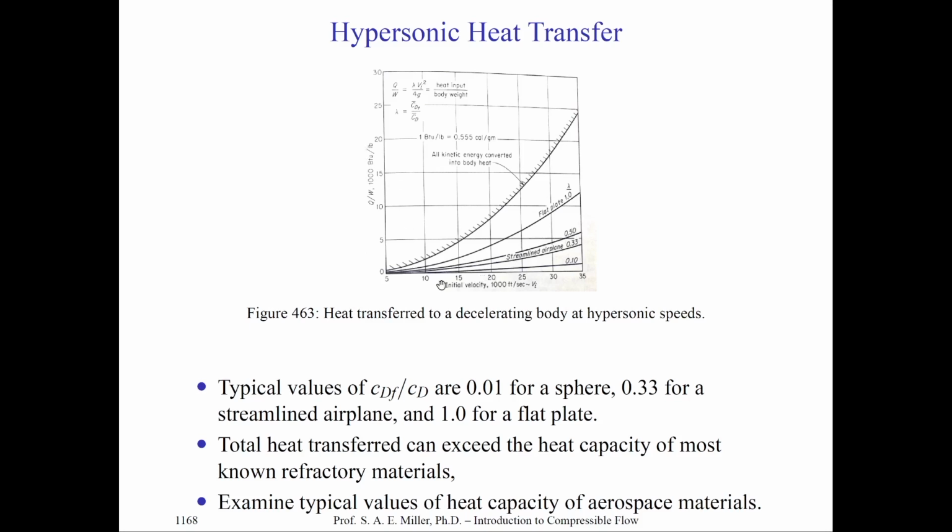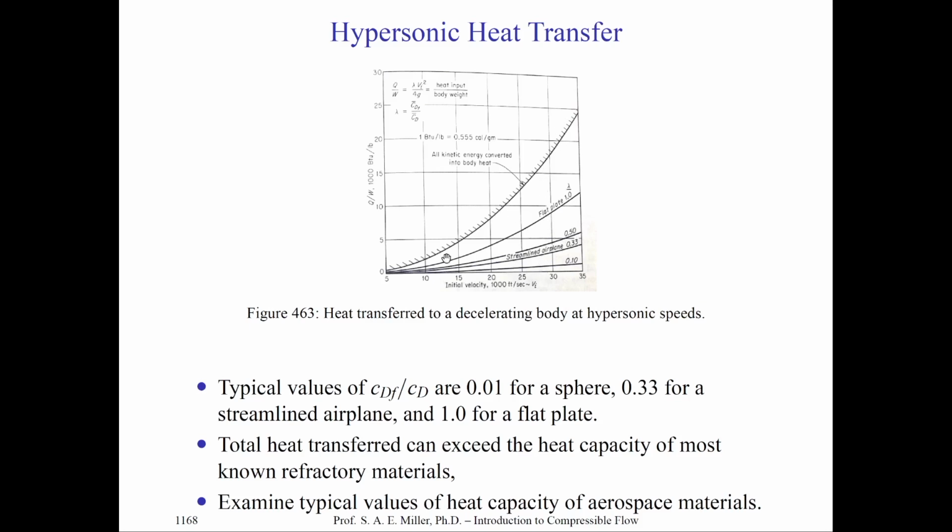And here we plot several aerodynamic values, which are, of course, C_DF over C_D. You can see here's a flat plate, here's a streamlined airplane, and here's a very, very thin body. Ideally, we can convert all the kinetic energy into the body heat. We'll find this particular asymptotic curve. Everything above this curve might be impossible to achieve in actual flight and aerodynamics because these solutions don't exist. Everything down here, of course, are possible solutions.